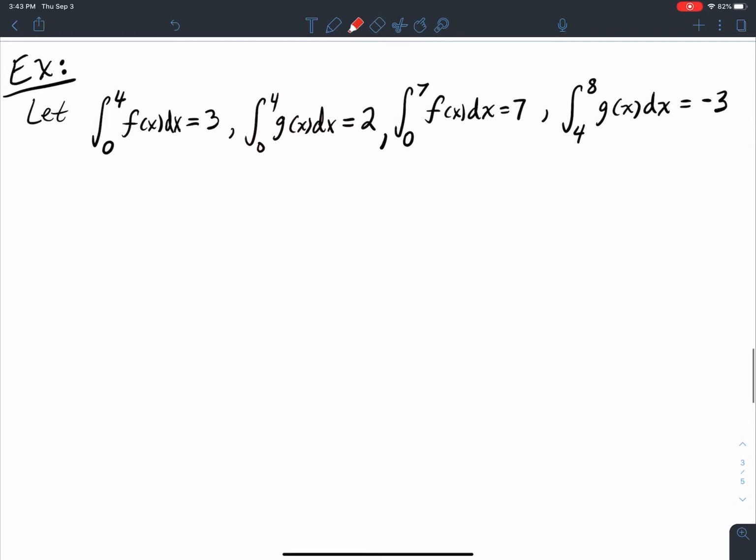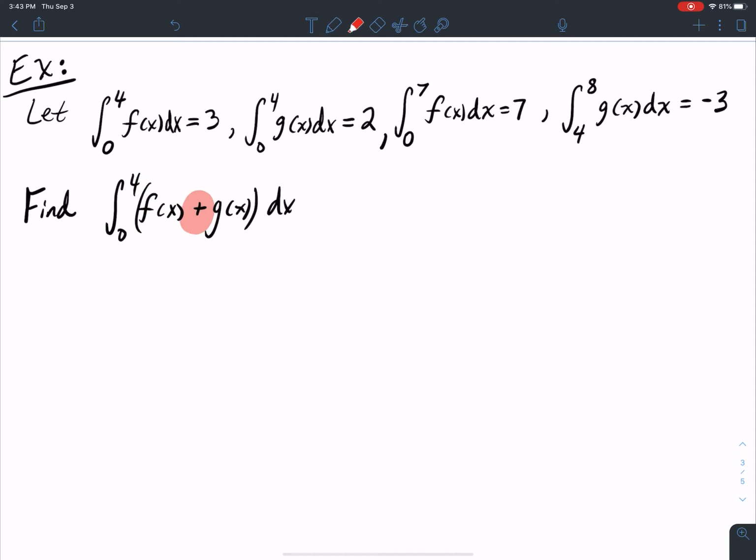This is the f function, this is the g function. We're also given the integral from 0 to 7 of f gives you 4 or 7, and then the integral from 4 to 8 of g of x gets you negative 3. Okay, so just random bits of information seemingly, and I want you to calculate first the integral of f plus g of x dx from 0 to 4.